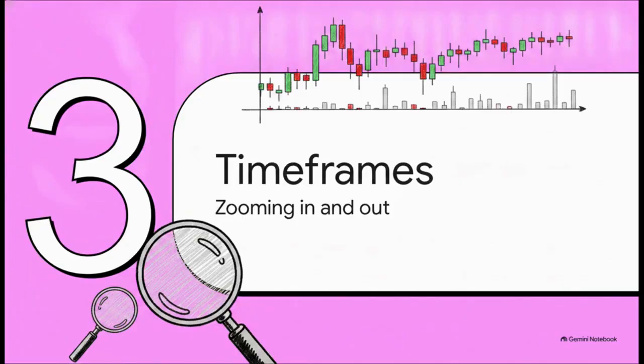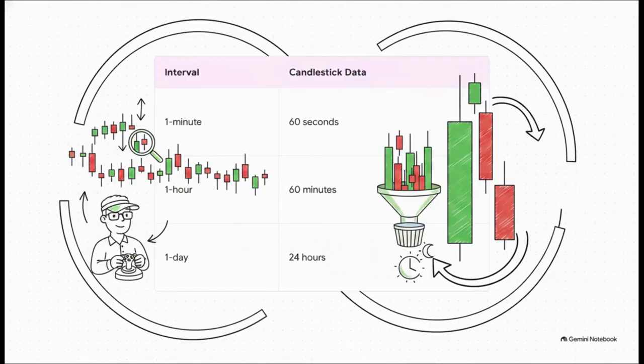Which brings us to Section 3, the lens of time frames, zooming in and out. Up to this point, we've been talking about a candlestick as representing a specific period of time. But changing your time frame completely changes the market narrative. An incredibly chaotic, volatile minute where bulls and bears are violently clashing can look like a perfectly calm, flat day when you simply zoom out.